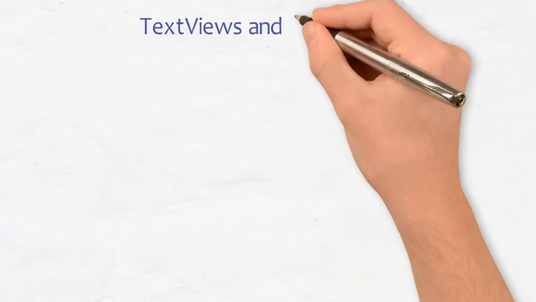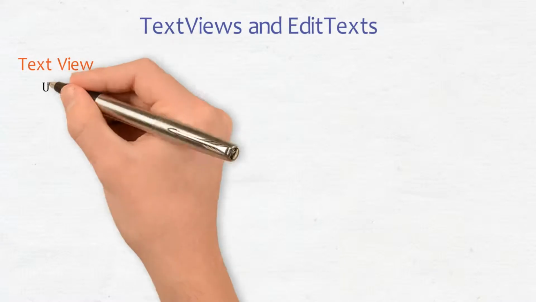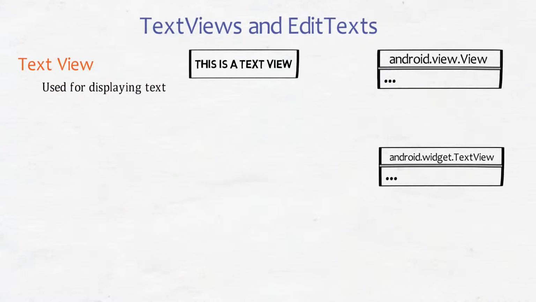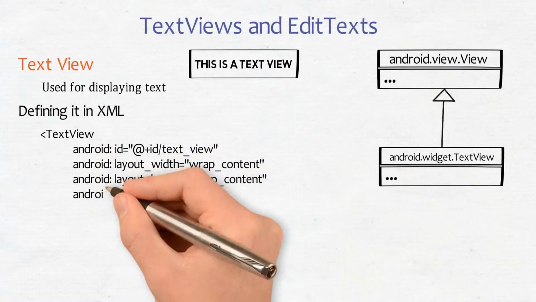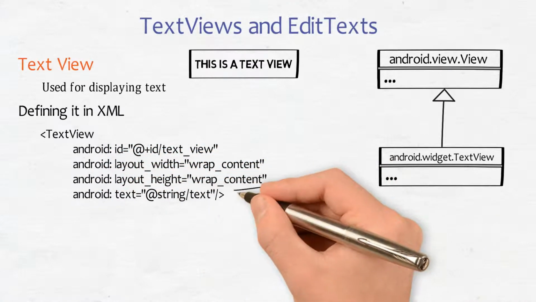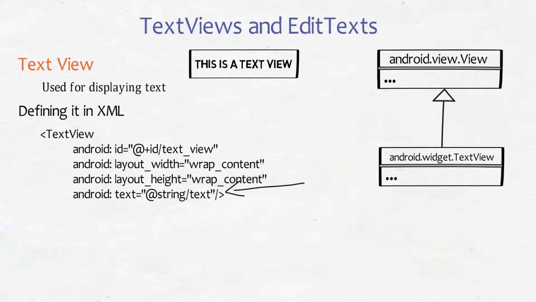Today we'll be talking about TextViews and EditTexts. Let's look at the most common GUI components. You have already seen some of these, but we will review them anyway. TextView. Used for displaying text. You define a text view in your layout using the TextView element. You use android:text to say what text you wanted to display, usually by using a string resource.